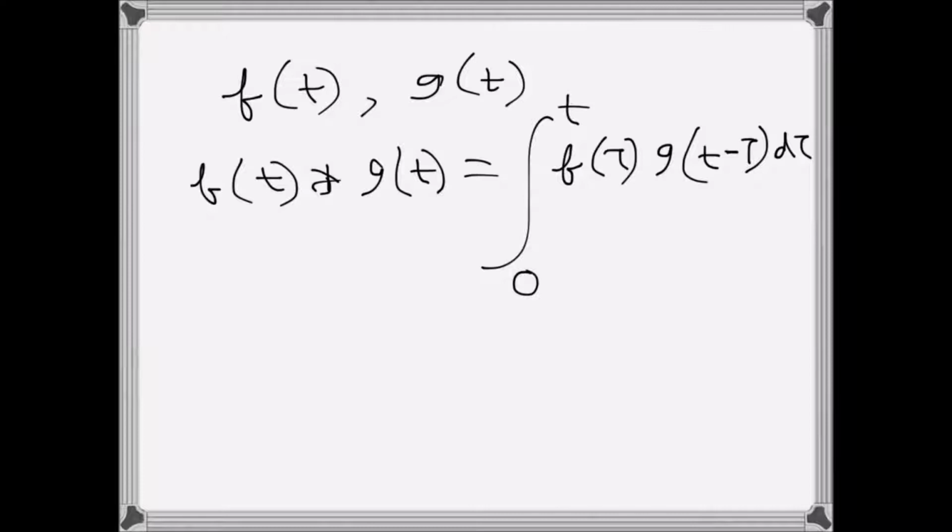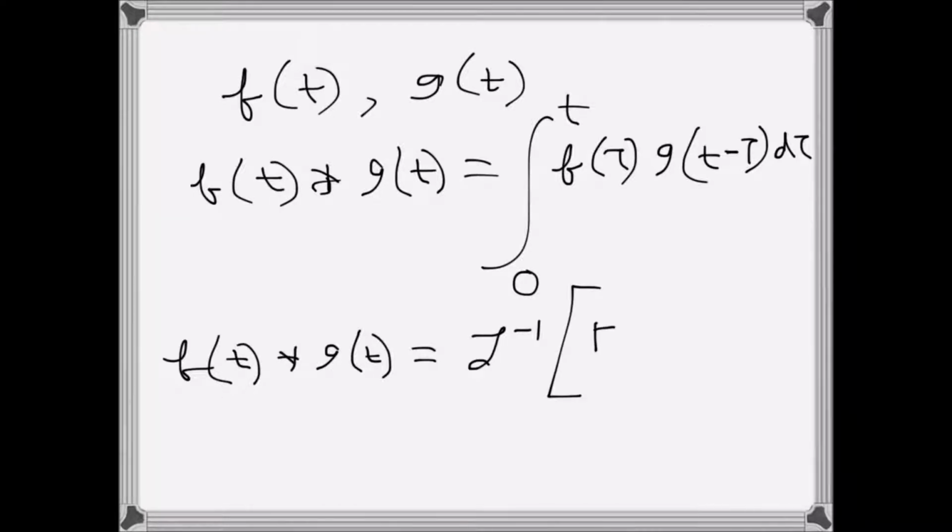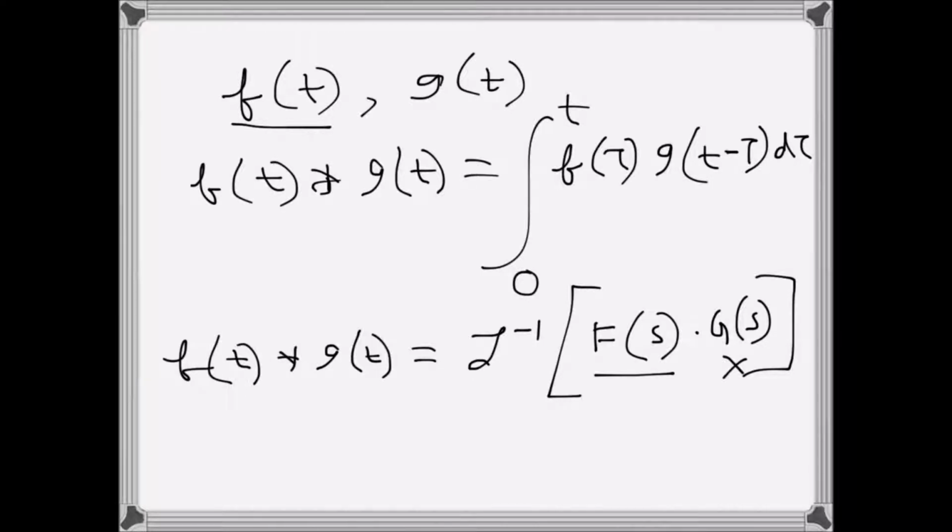convolution theorem that states that the convolution of two functions is equal to the inverse Laplace transformation of the product of the Laplace transforms of the two functions. So capital F(s) is the Laplace transformation of f(t), and capital G(s) is the Laplace transformation of g(t). So the product of those two, of the transformed version, and then we find the inverse Laplace transformation. If we do that, we get the convolution of the two original functions.